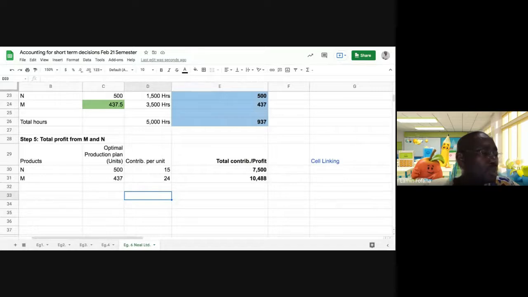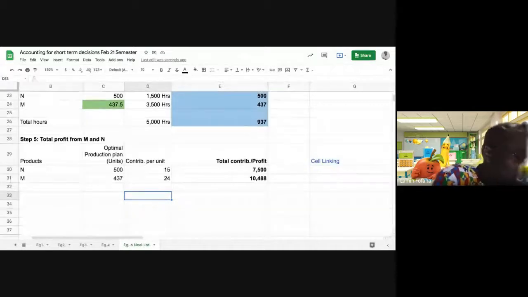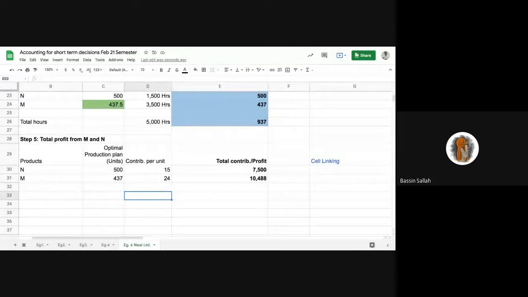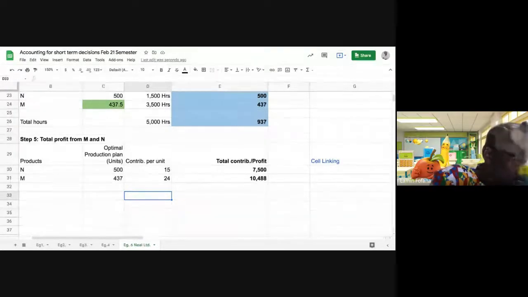But in order to calculate our profit, do we have any other cost? Can we go back to the question? Do we have any other cost to consider? Can we go back to the 6A question? Do we have any other cost? Yes, we have the fixed cost. Excellent. So now we need to calculate our fixed cost.